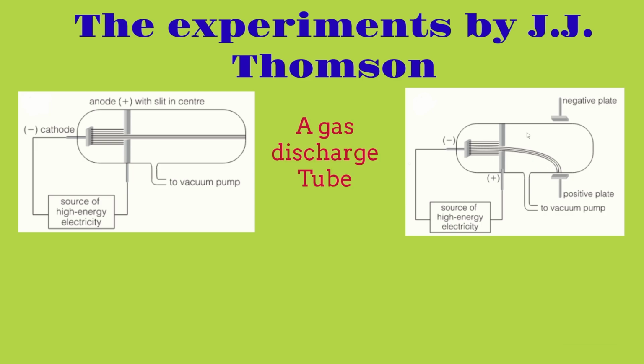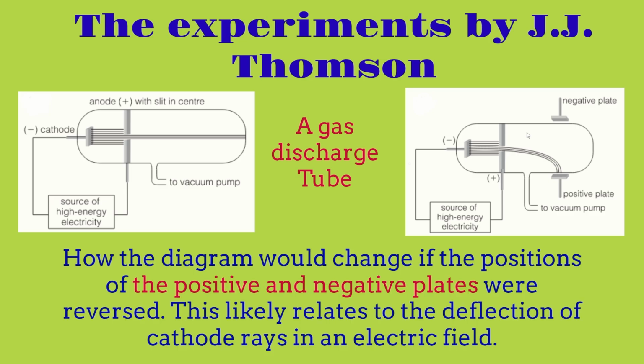So let's look more into this. This is the example of a gas discharge tube once again. Now how would the diagram change if the positions of the positive and negative plates were reversed? This likely relates to the deflection of cathode rays inside of the electric field. As we just said, it's shifting towards the positive plate because the beam is negative. And let's say we flip the positive plate to the top and the negative plate to the bottom. Then the same thing would happen, except that this light would still go to the positive, but instead of going down, it'll go up towards the positive. This is because negative is attracted to positive and not negative to negative.